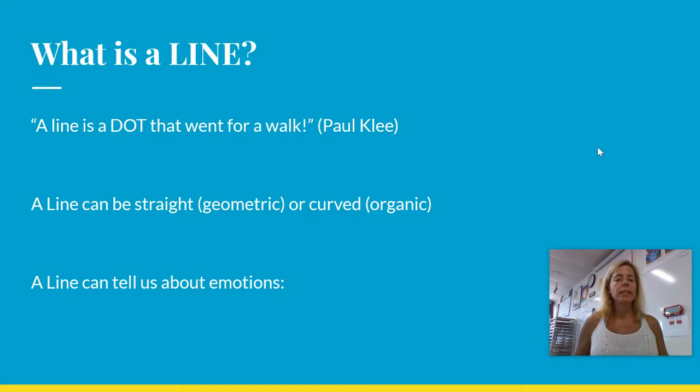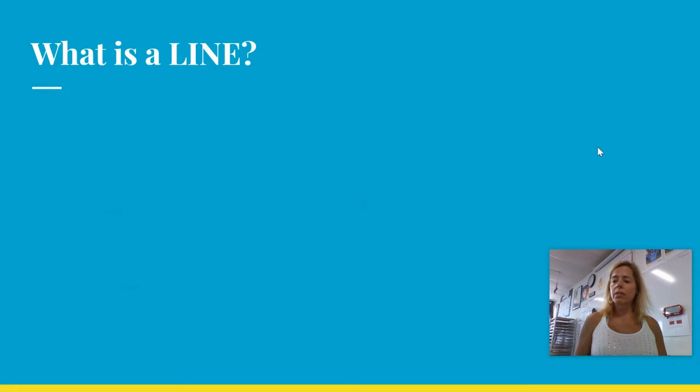Lines have some qualities that are important to remember, and one of those qualities is that lines can be straight, and those are called geometric lines. They can make angles, they can make square shapes and things like that. Those are the straight kind of lines. And then you have the curved lines, and those curved lines are organic because we find them a lot more in nature. When you look at a leaf, flowers, or a person's face, those are organics. We use a lot more curvy lines. But another really important fact about lines is that they can tell us about emotions. So let's take a look at emotions and lines.